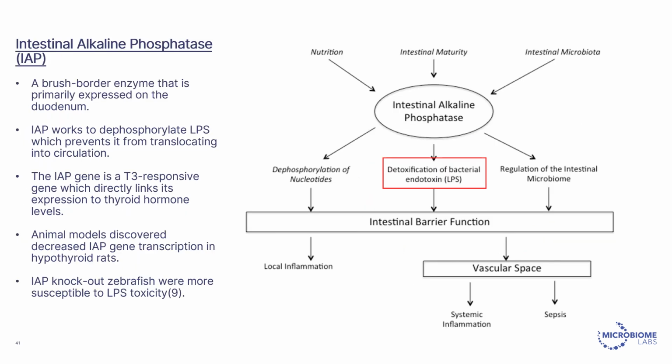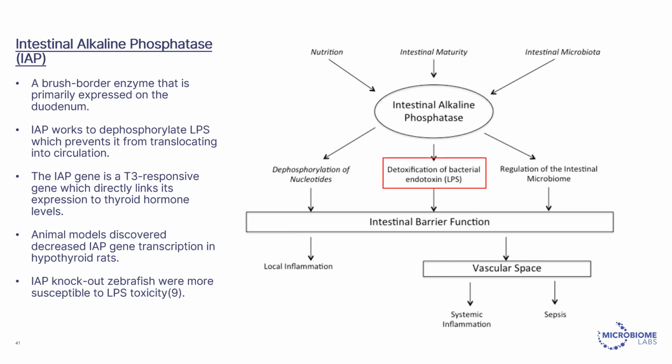There's another connection between thyroid health and the gut microbiome, and specifically gut dysbiosis. We found that there is an enzyme called intestinal alkaline phosphatase, or IAP. This is a brush border enzyme that's primarily expressed in the duodenum in the small intestine. Now, IAP is very important because it works to dephosphorylate, or deactivate, lipopolysaccharide, and that prevents it from translocating across the colonocytes, across those weakened tight junctions, and into circulation.